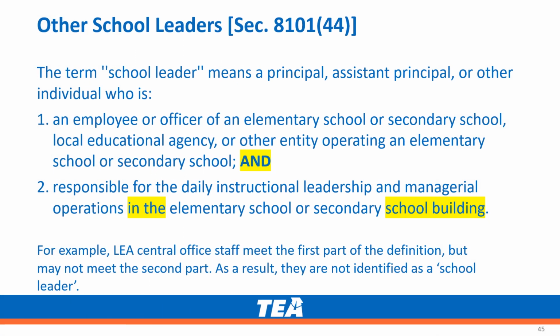Here we have the definition for other school leaders as read in section 8101(44). The term school leader means a principal, assistant principal, or other individual who is an employee or officer of an elementary school or secondary school, local education agency, or other entity operating an elementary and secondary school, and responsible for the daily instruction, leadership, and managerial operations in the elementary school or secondary school building. For example, LEA central staff meet the first part of the definition, but they might not meet the second part. As a result, they are not identified as school leaders.